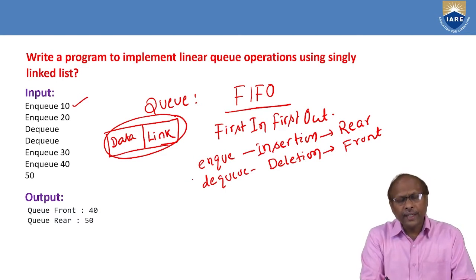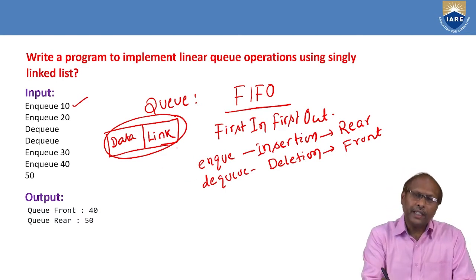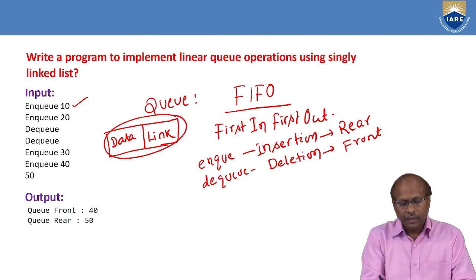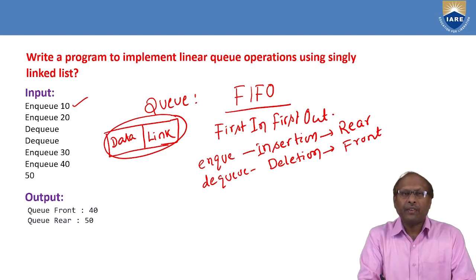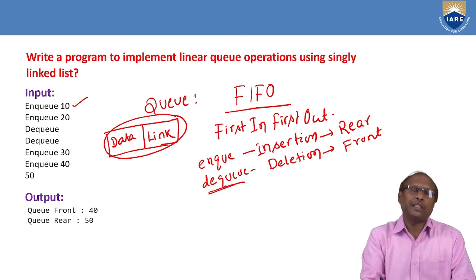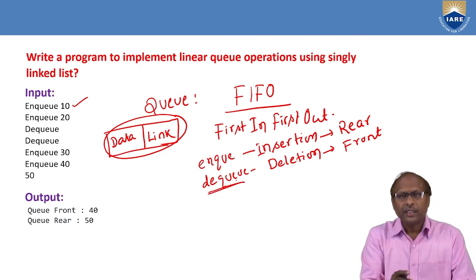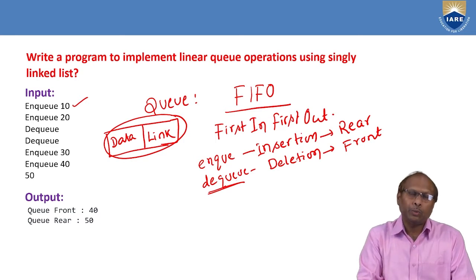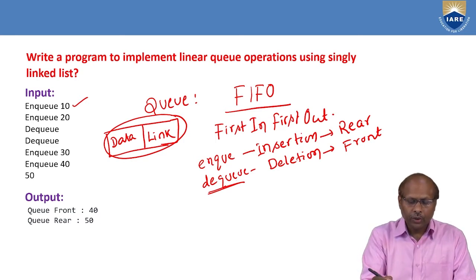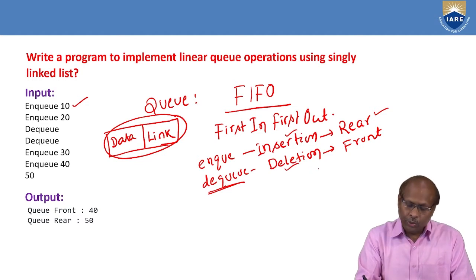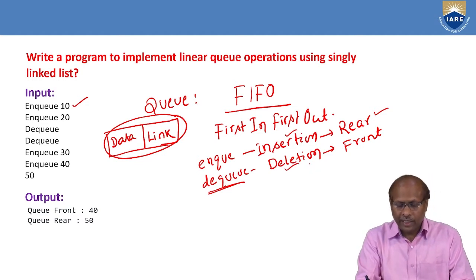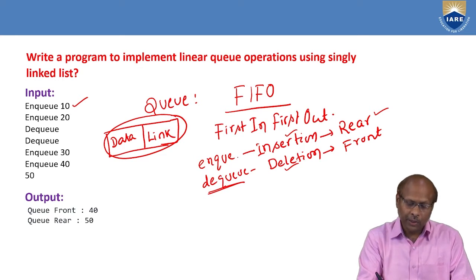Now for every data you have to create a node, and the node will be linked with another node. Whichever data comes, you insert at the rear part. And whenever you want to serve or delete, you call the DEQUEUE operation. During DEQUEUE, you have to process the data and remove it. So now our goal is to implement the insertion and deletion operations. Insertion for a queue is called ENQUEUE, and deletion is called DEQUEUE.